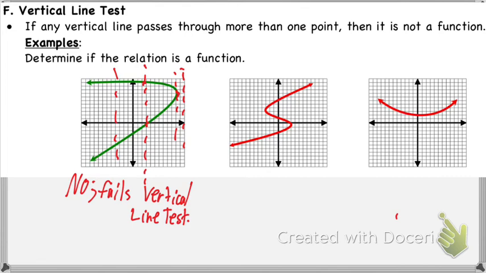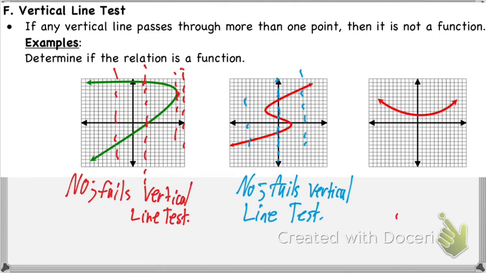So it fails the vertical line test. It fails it, in air quotes, because it hits more than 1 point. It hits here and here on the graph. On this next one, I want you guys to try it. It could go either way. I want you guys to try it.